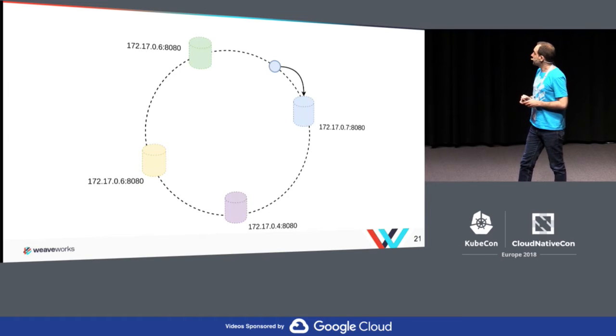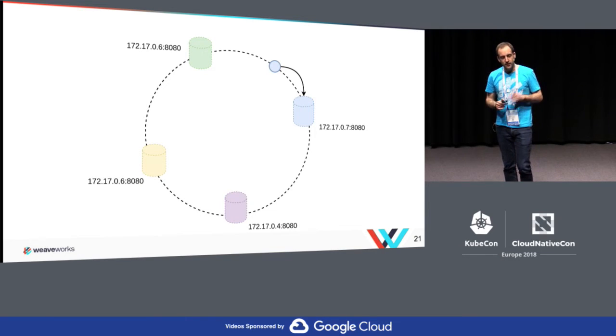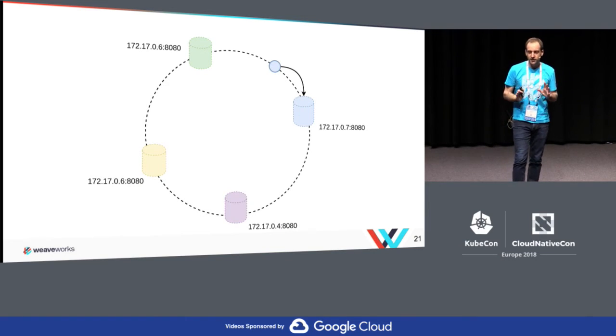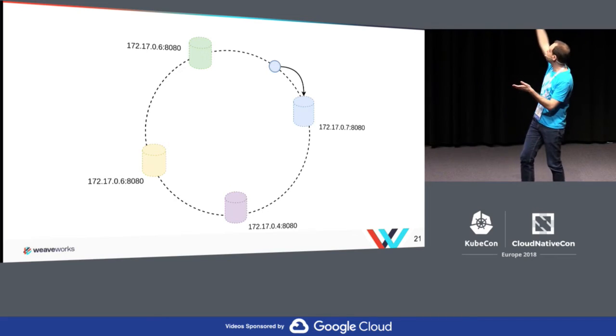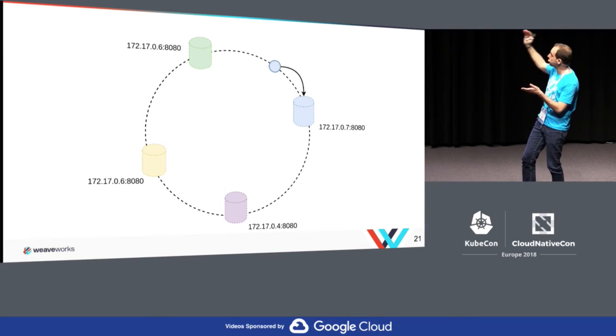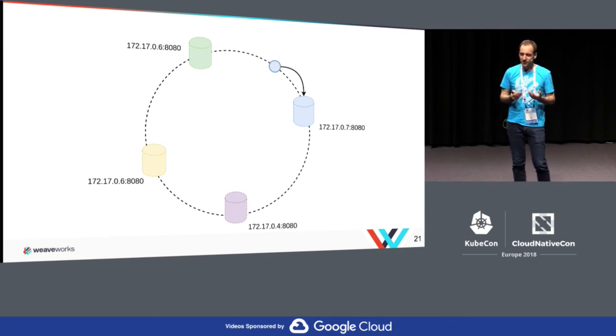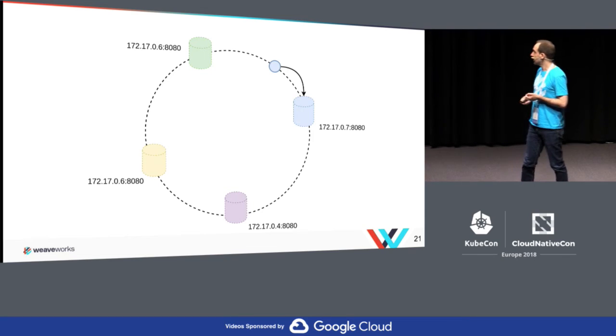But that's not really load balancing, for a very simple reason. If you have a client doing 50 requests with the same key and a client doing one request for the same key, you have 50 requests ending up in the blue one, and maybe the one request ending up in the yellow one, which is not really load balancing, is it?